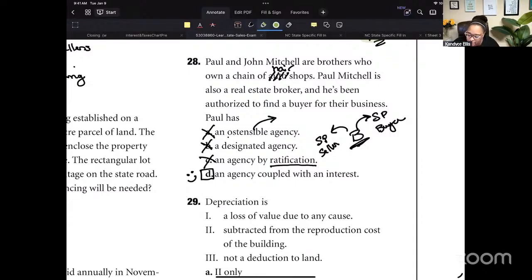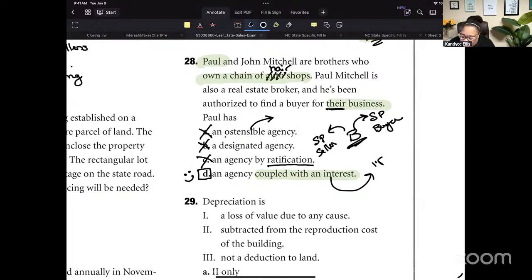We are, however, talking about agency coupled with an interest. Because remember, Paul owns the chain. He is a part owner. So he's representing the business, but he is an interested party in their business. Because remember, when we talk about somebody being an interested party, that means they have some type of relationship. When you have an interest in something, you have a relationship or connection.